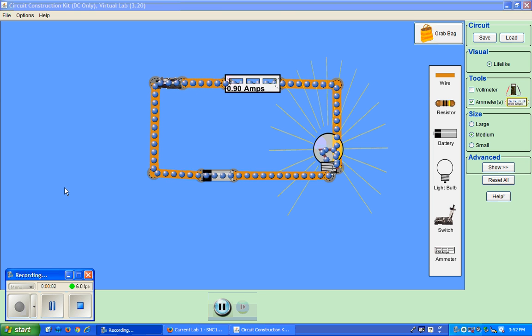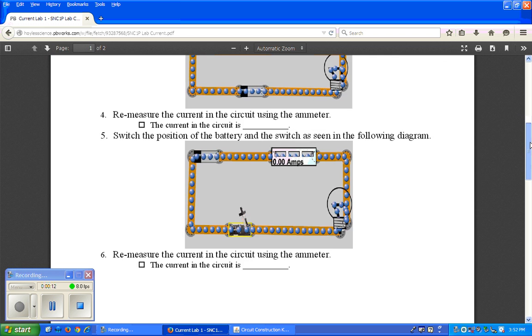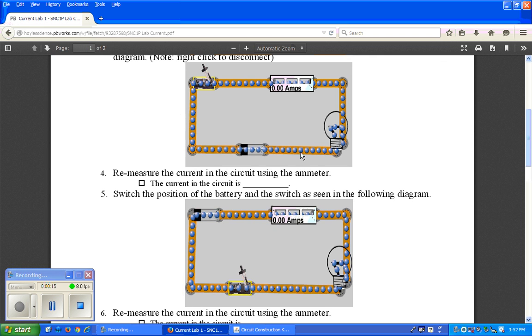All right, we're in the third video, understanding current lab. We've got our working circuit here. Now we're moving on to step number 5, and what we're supposed to do is take this circuit, which you created in the previous steps, and switch the switch with the battery so that we get this result right here for step 5.